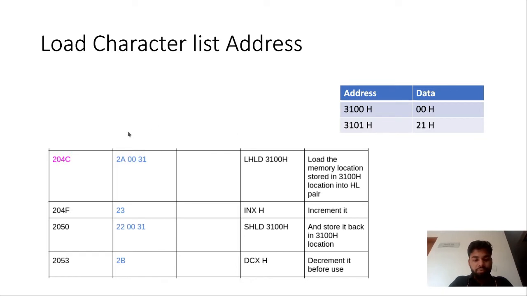In every iteration, we first need to fetch the data. As I explained above, 3100 is our memory location where we have stored the starting address of the list. So we need to first load that data from 3100 hex. This is the code for loading the HL pair with the starting address of the character list, and here you load the data, modify it and save it back to the original place.